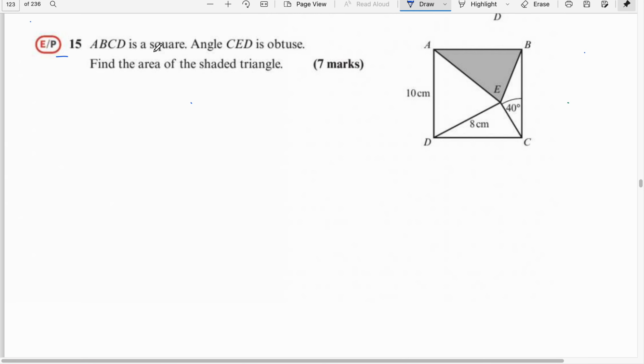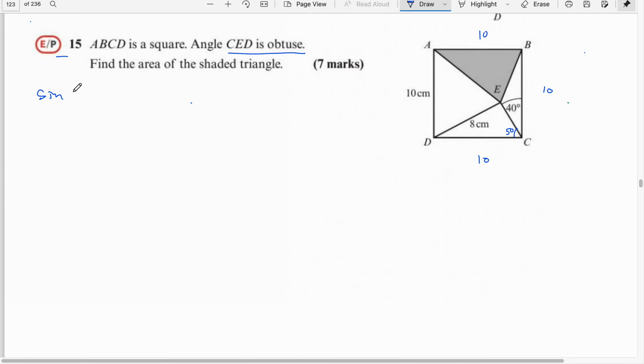Question 15, ABCD is a square, so we know all these sides are 10 each. CED is obtuse, we'll use that. Find the area of the shaded region. So if this is 40, this is 50, because this is 90, 90 minus 40 is 50. And I'm using this pair to find CED.